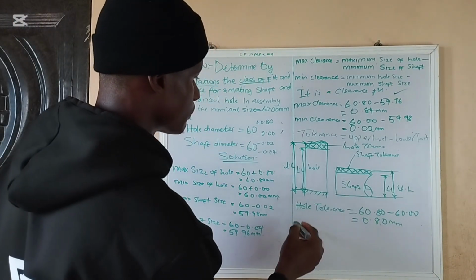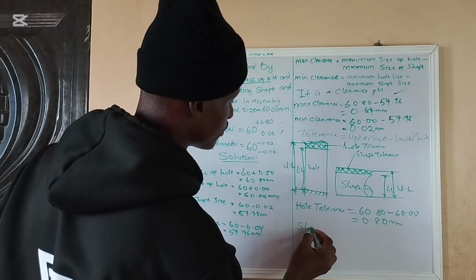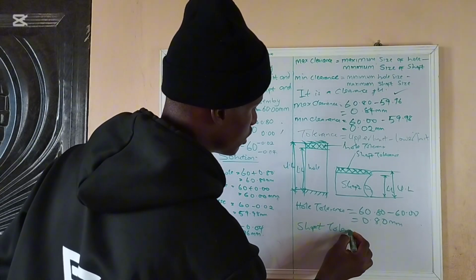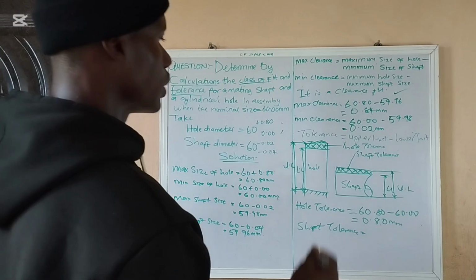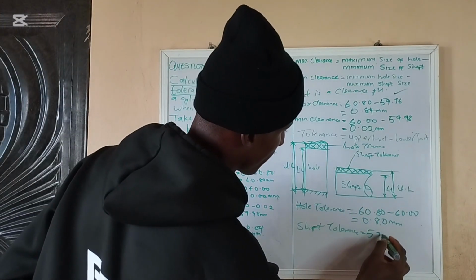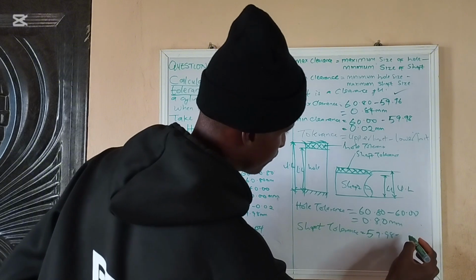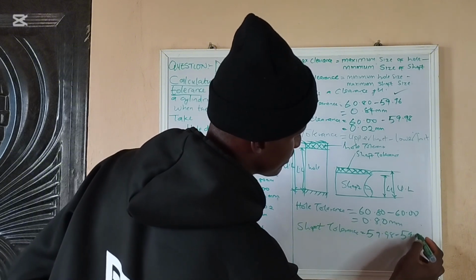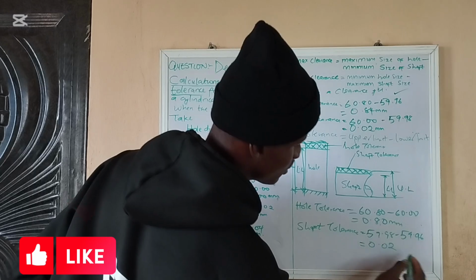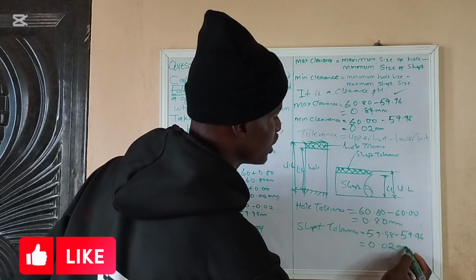And we have the shaft tolerance, which is equal to 59.98 minus 59.96. So that's going to be 0.02 millimeter. Please ensure you put your millimeter.